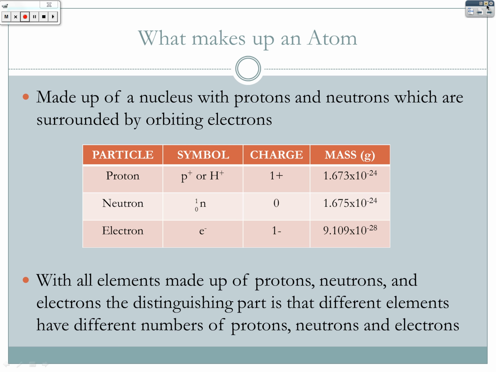So let's ask ourselves a question. What makes up an atom? And the atom is made up of a nucleus with protons and neutrons inside of it, which are surrounded by orbiting electrons. Some specifics on each particle type.